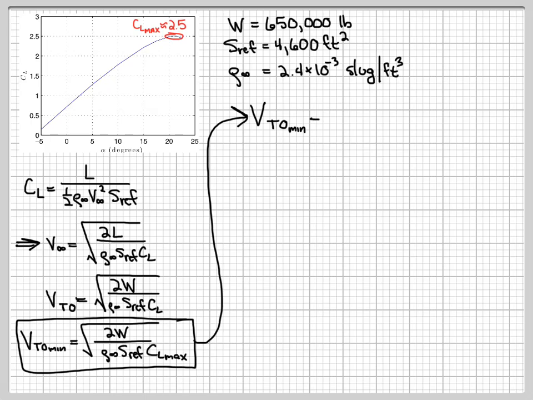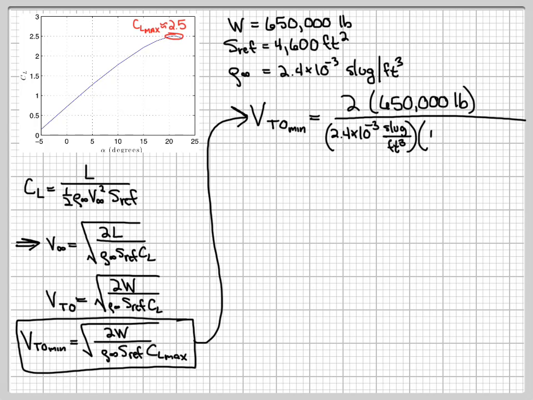So let's do that a little bit carefully. You can see I've started here. I've got my factor of 2, I have the weight, here's the density, S ref, and CL. I'm doing this carefully because I want to make sure we check the units here, and all of that is under the square root.